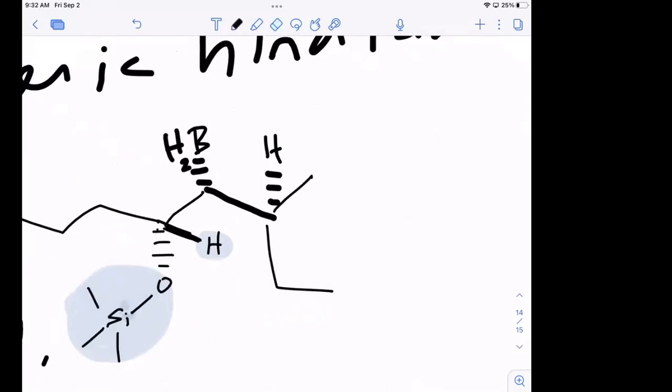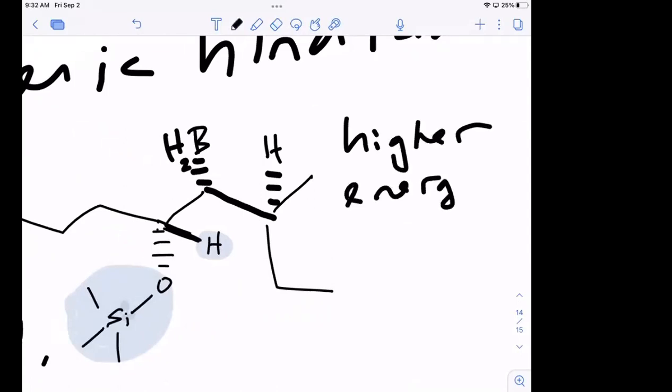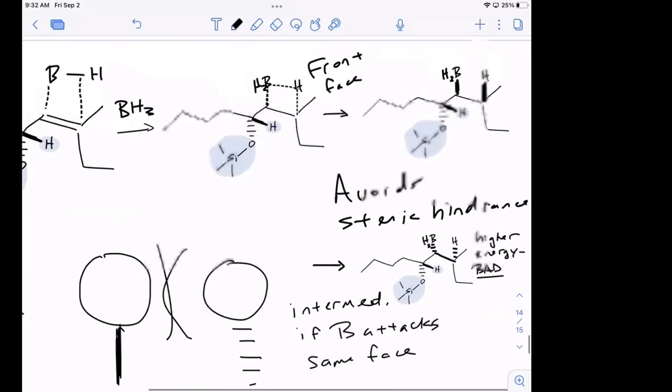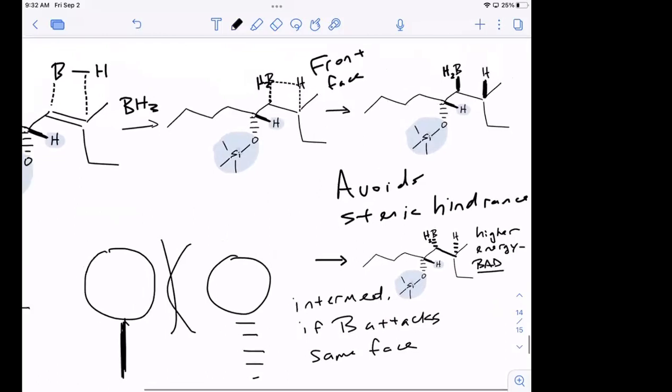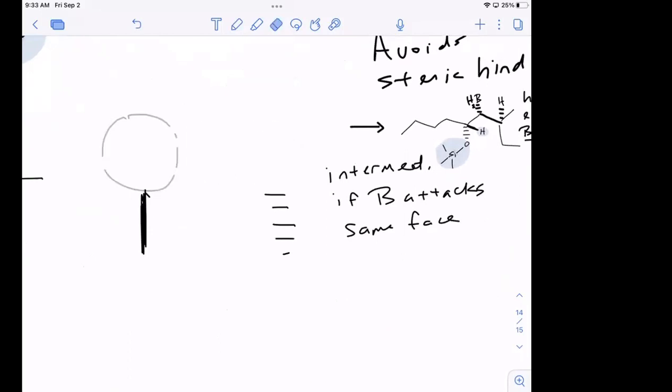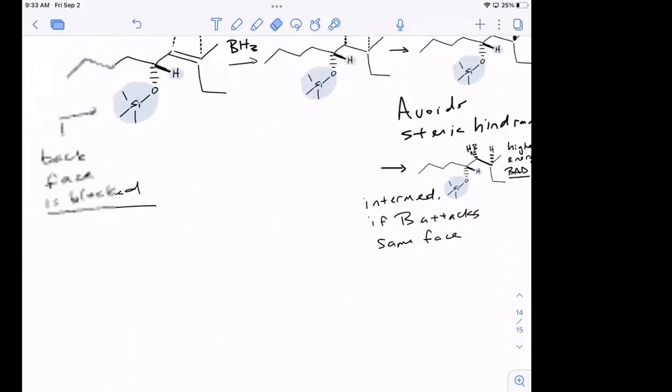I just put higher energy. Anytime you raise the energy, that's bad. That molecule prefers to exist in the lowest energy conformation possible, so anytime you make the energy go up, it's bad. Did that answer your question? Yes, it really did. Okay.